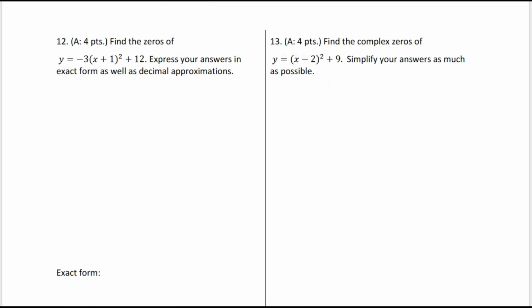All right, we're almost done. In question 12 here, find the zeros of this parabola. Express your answers in exact form as well as decimal approximations. Well, when I put 0 in for y, we get 0 equals negative 3 times (x plus 1) squared plus 12. And we want to solve for x. We're trying to figure out what values of x make the whole function equal to 0. So if we subtract 12 from both sides, we get this.